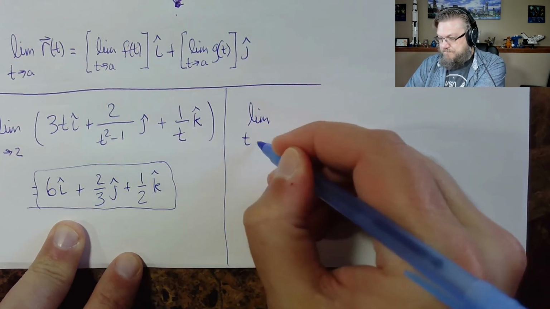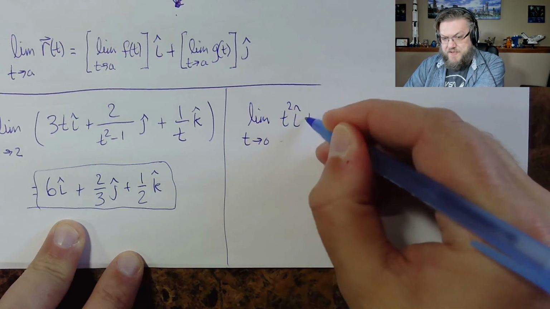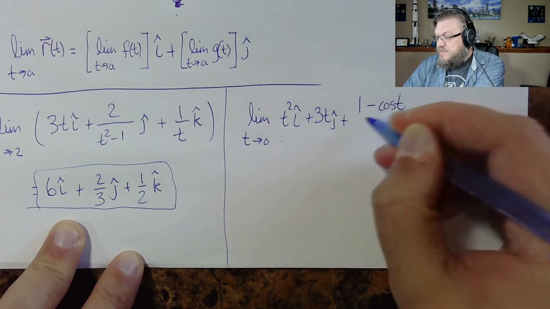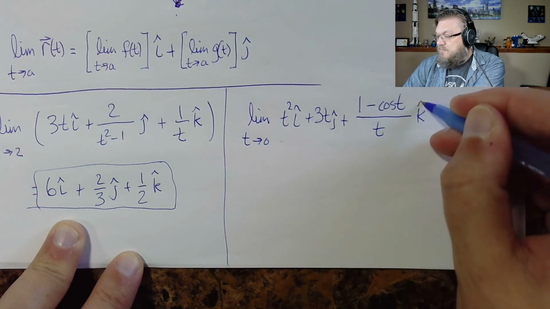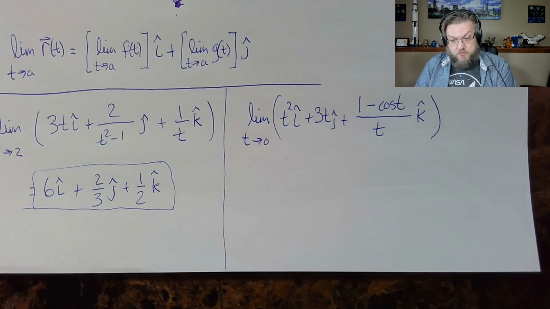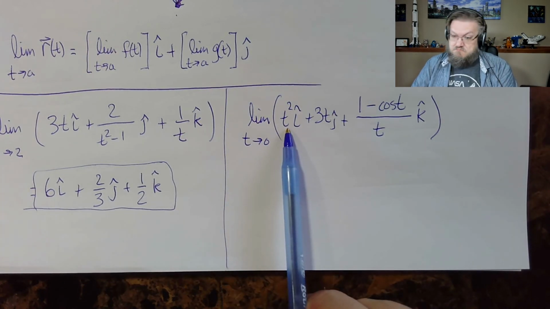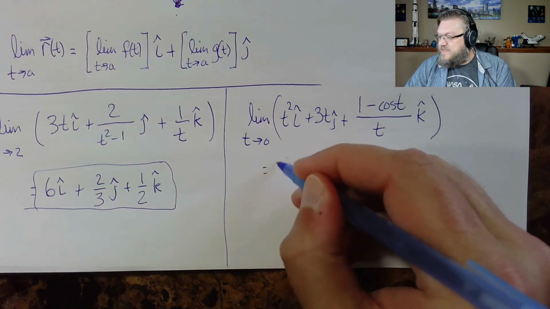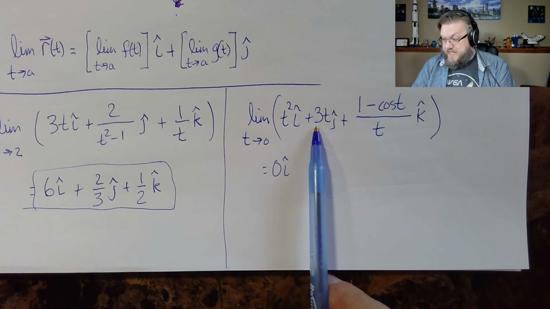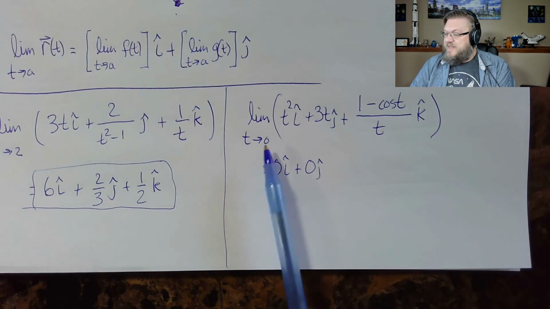So here we go. Limit as t goes to 0 of t squared i plus 3t j plus (1 minus cosine of t) divided by t k. I want to take the limit of that. Again, I'm going to look at it component-wise. When t goes to 0, what does t squared go to? Well, 0 squared. So I definitely get 0i. When t goes to 0, 3t goes to 0 as well. 3 times 0 is 0. But here I have an issue.